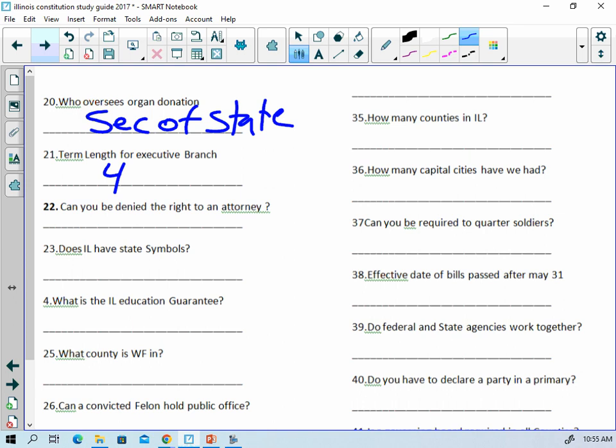It's just numbers. Can you be denied an attorney? No. Thank you, Mr. Miranda. Do we have state symbols? Yes, and lots of states do. What county do we live in?